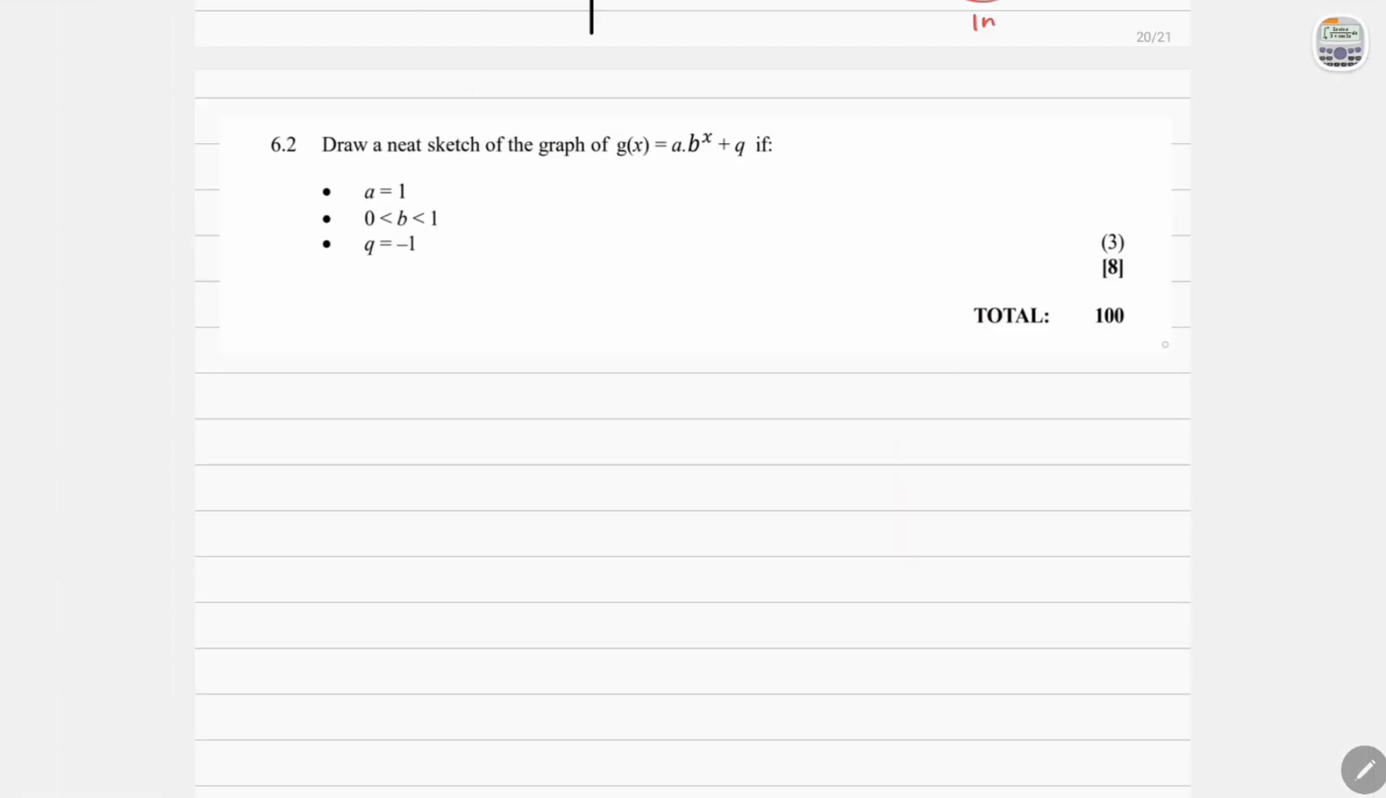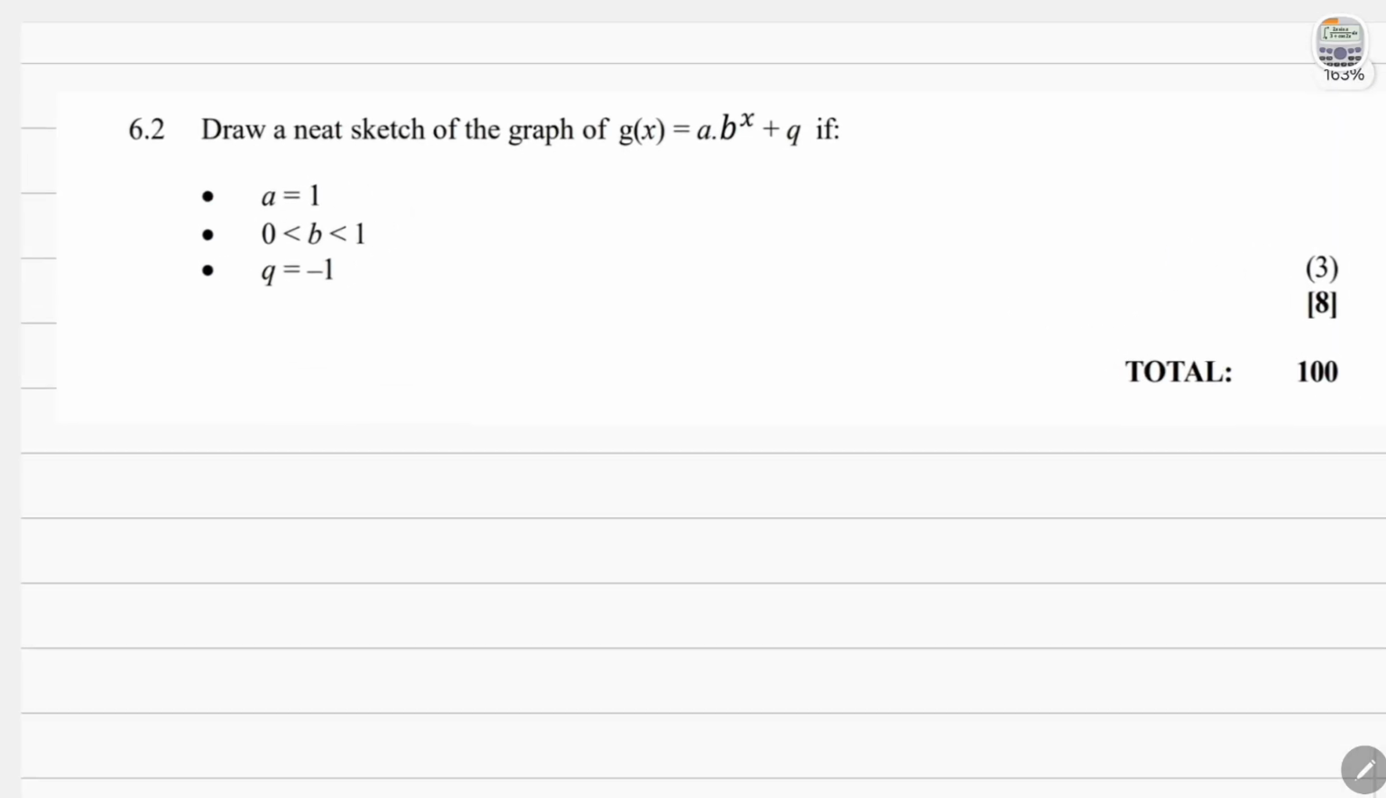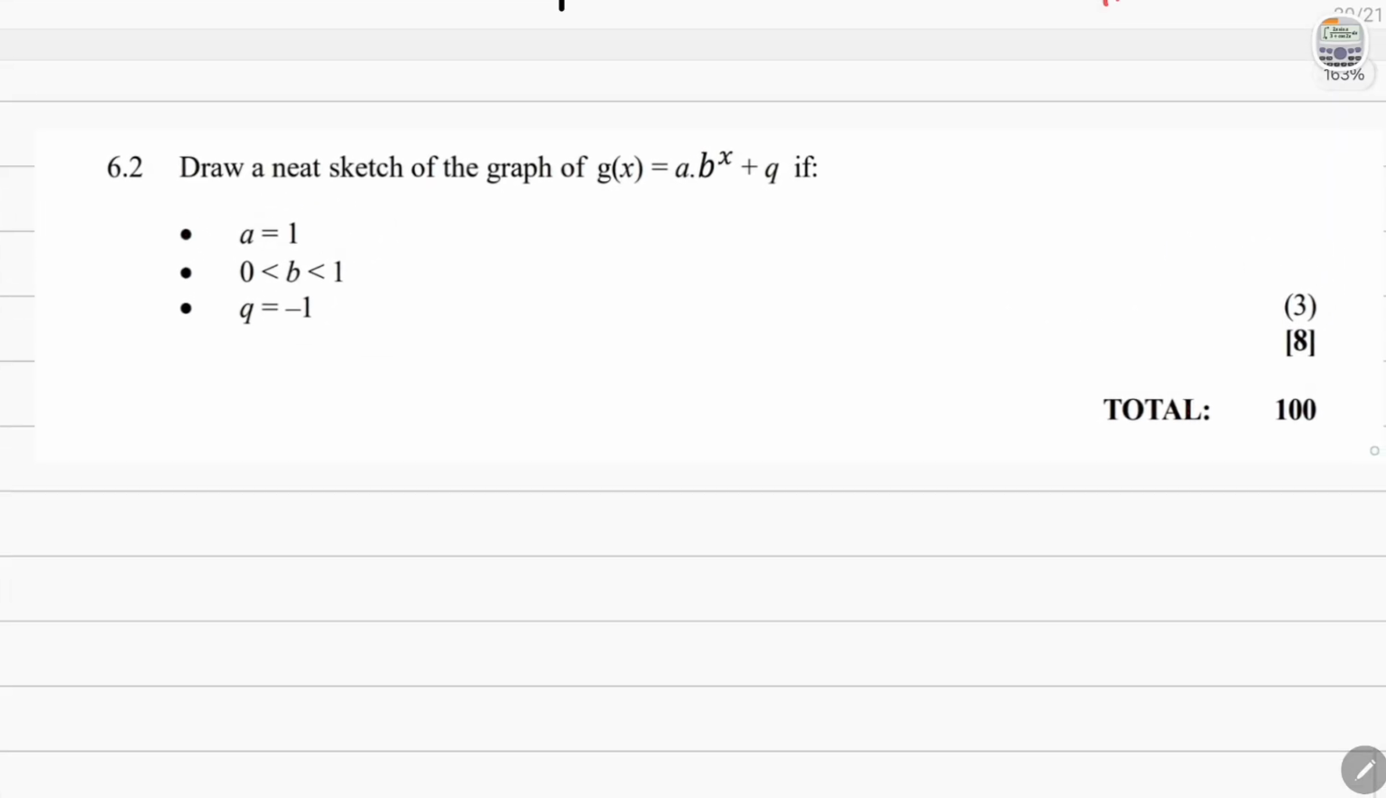Moving on to the next question. Question 6.2 says, draw a neat sketch of the graph of g of x, a new graph. It's also an exponential function, and they tell us the following. a is equal to 1. Remember what happens when a is a positive or negative number.